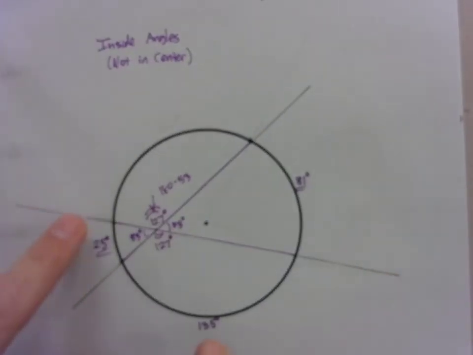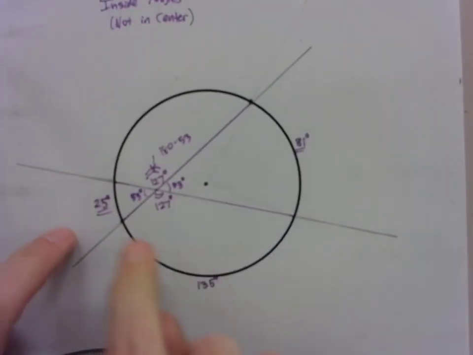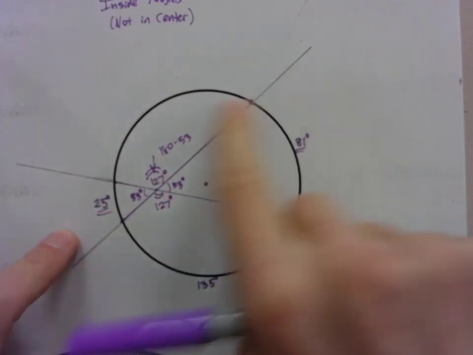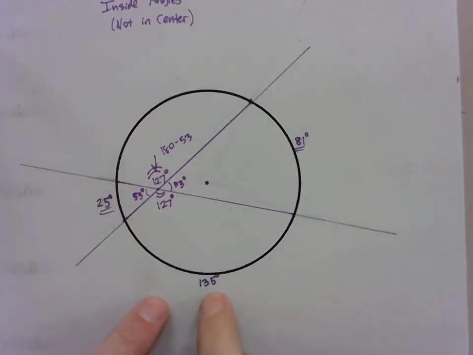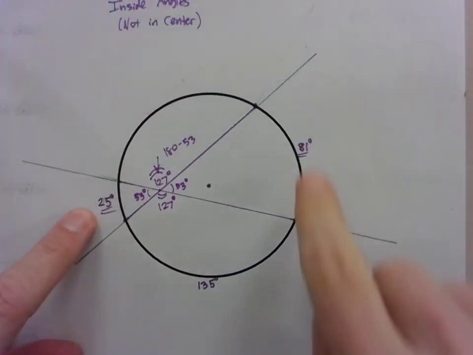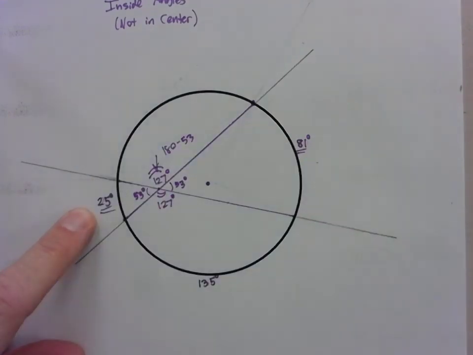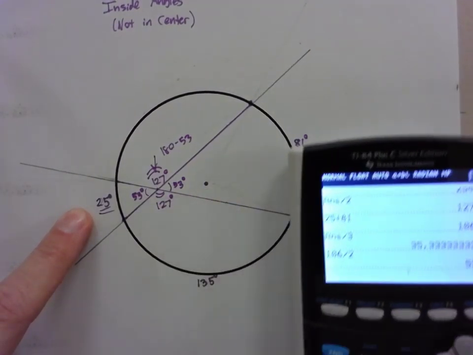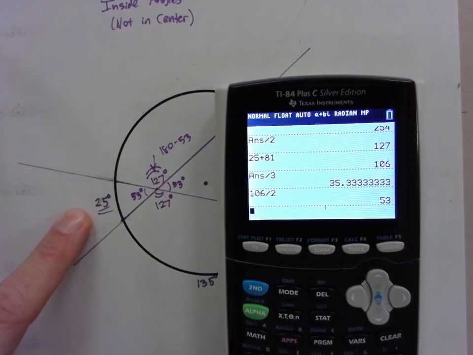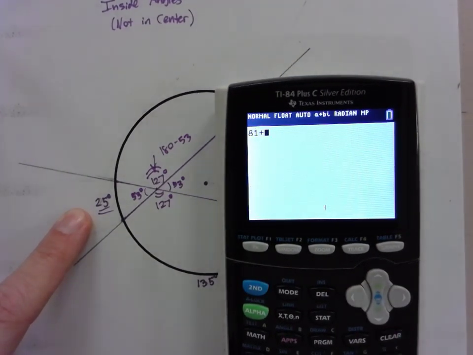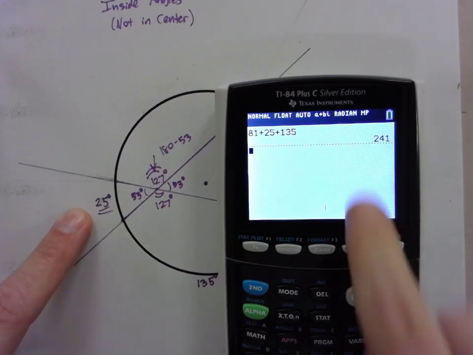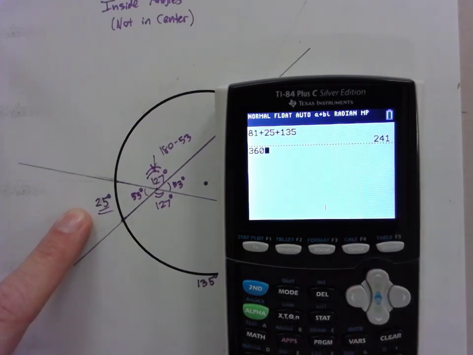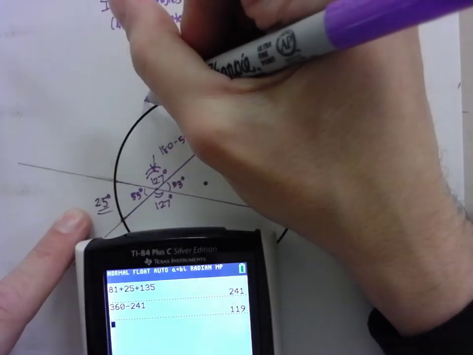Well, let's verify a couple things. So first thing is I have all my arcs except for the one up here. So if I know that this is 135, this 25, and 81, I could add these three up and subtract from 360 to get the missing arc on the top. So 81, 25, and 135. That's 241. And the missing arc is 119.